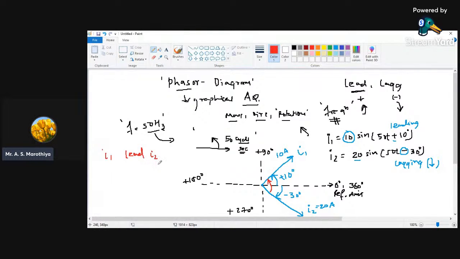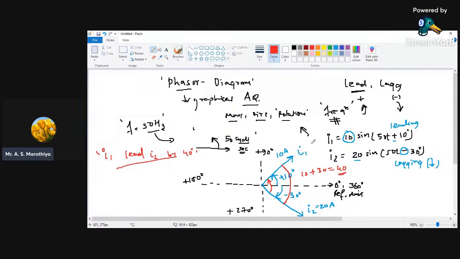Now the next question that will appear in mind is what will be the phase difference? That means by what angle I1 is going to lead I2. So you need to find out the phase difference between I1 and I2. Here we have 30 and here we have 10. So the total angle between I1 and I2 is going to be 10 plus 30, which is 40 degree. So I can write here I1 leads I2 by 40 degree. This is very, very important. I hope this is clear to everyone.